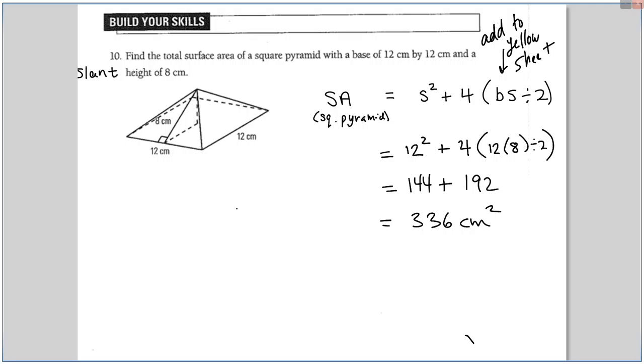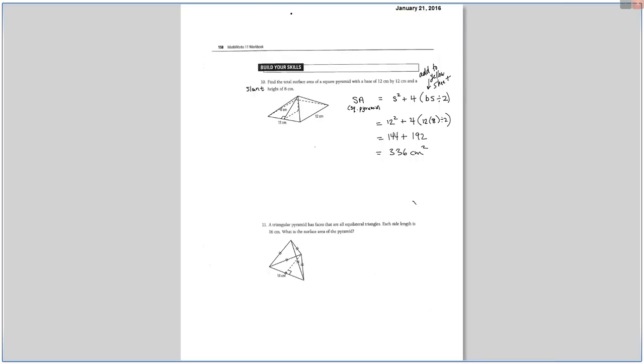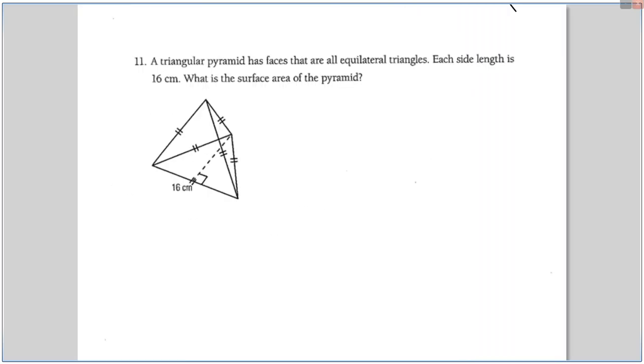All right. All right, next one. Here's this thing called a triangular pyramid. So this is weird. Okay, so this triangular pyramid has all equilateral triangles. You guys know what equilateral is? All the sides are the same. It says each side length is 16. What is the surface area of the pyramid?